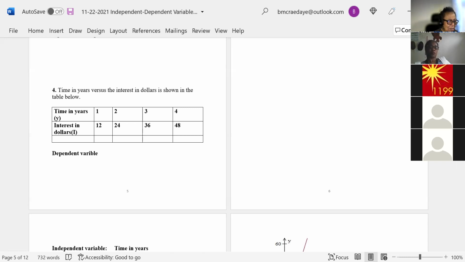Time in years is dependent upon interest? No. The interest is dependent upon the time in years. So the dependent variable is the interest in dollars. So the independent variable would be the time in years.